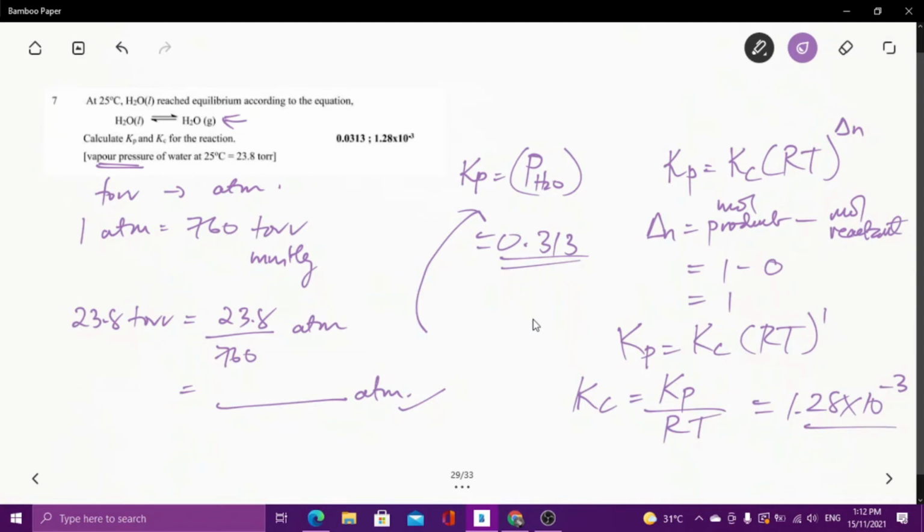So that's how you answer this question 7. Anda cuba buat kalkulator, keluarkan, kira sendiri, tengok dapat sama tak. Tapi inilah jalan kerja dia.